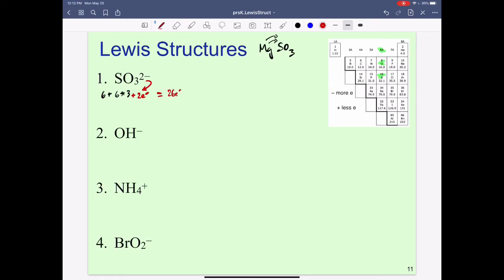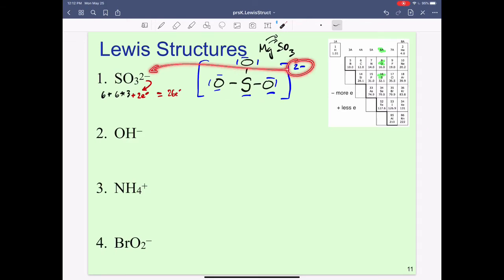26 electrons, 13 lines. So we'll put the sulfur in the middle with 3 oxygens around it and fill in with the rest of the unshared pairs. I'm allowed to have 13 lines, so I've got 3, 6, 9, 12, and the 13th can complete the octet on the sulfur, and we'll put that in square brackets showing our 2- charge outside. This is a way to distinguish, for somebody looking at your Lewis structure, that this is sulfite, the ion, not SO3, the neutral molecule.